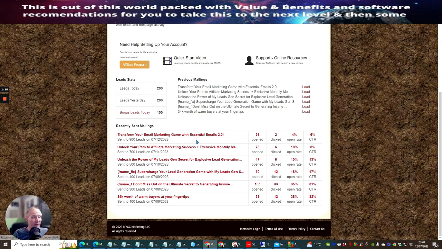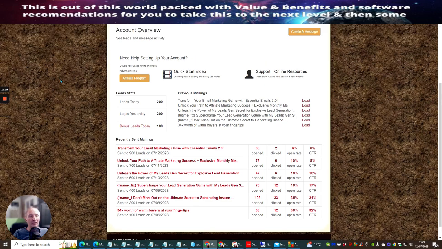Now, you can see that the actual open rates are quite good. This was the one I launched this morning, and I've had 36 opens with 2 clicked. If I refresh the page, there's a good chance that it might change. But you can see this one was launched yesterday: 73 opens, 6 clicks, open rate 10%. So 10%, 18, 35, 38. These are good open rates, all right? And the click-through rate is good as well.